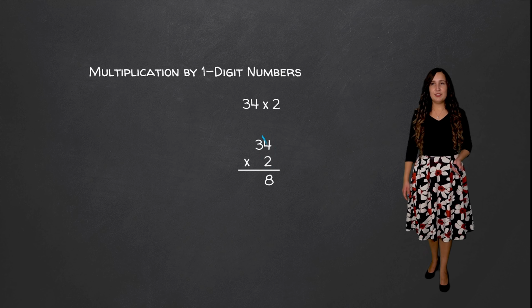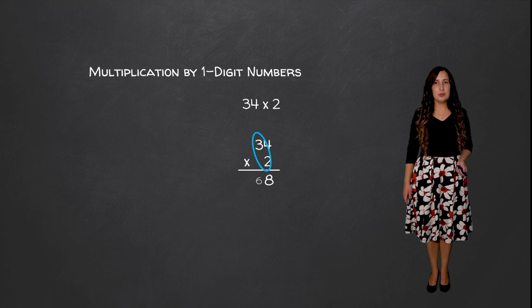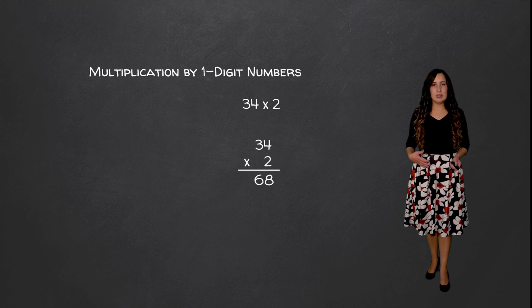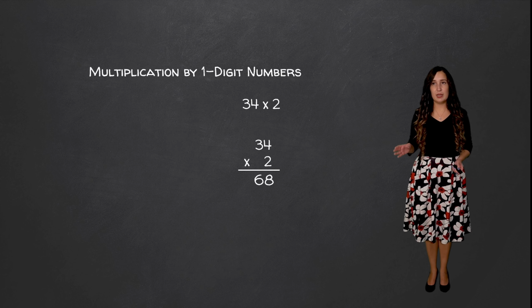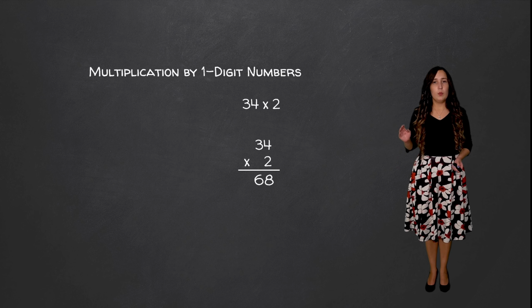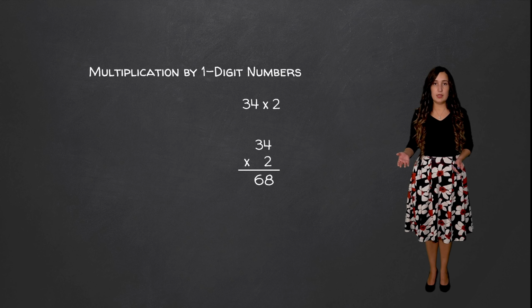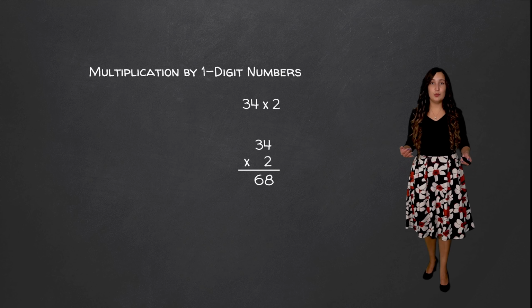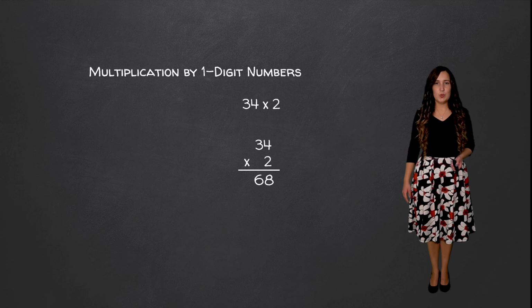And then after that, we have 2 times 3, and 2 times 3 is equal to 6. So be mindful that when we're doing 2 times 4, both 2 and 4 are in the ones place and our number ends up in the ones place. When we do 2 times 3, that's the same thing as multiplying 2 times 30, which is 60, which is why that 6 is in the tens place and has a value of 60. So 34 times 2 is equal to 68.